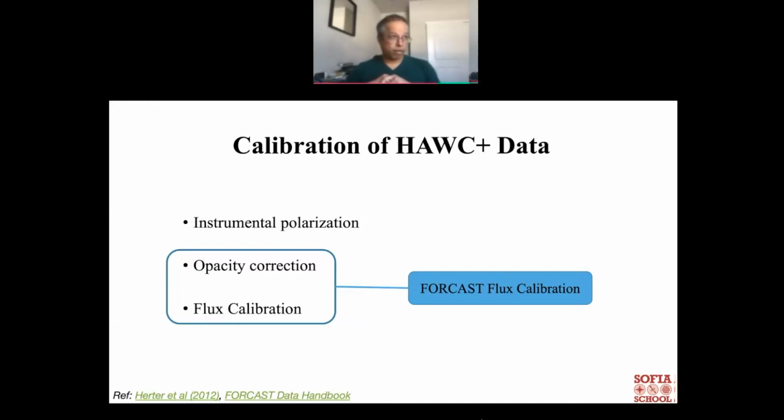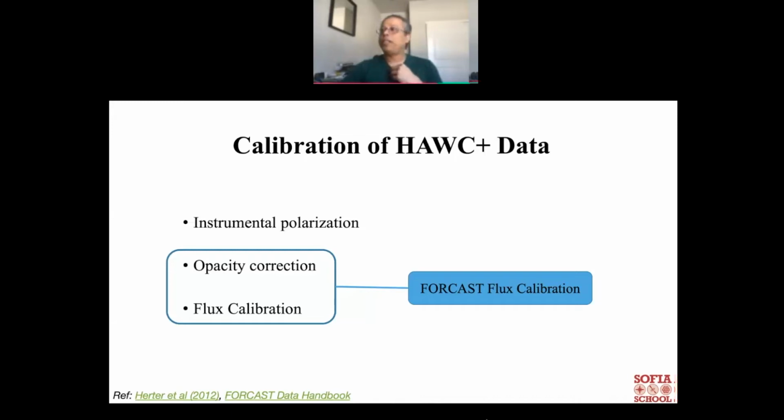The techniques are not, I don't want to say it's something novel. It's a standard calibration procedure for any of the mid and far infrared data, so it should be straightforward. The only difference for HAWC is, since HAWC is a polarimeter, we need to be careful about the polarimetric observations and take account of instrumental polarization. And if you need more details about how the opacity correction and flux calibration are done, you can look at the 2 references listed below, the paper by Herter et al. and the FORCAST data handbook.